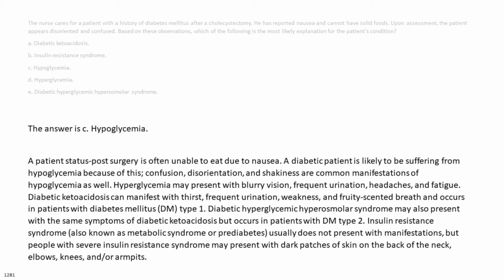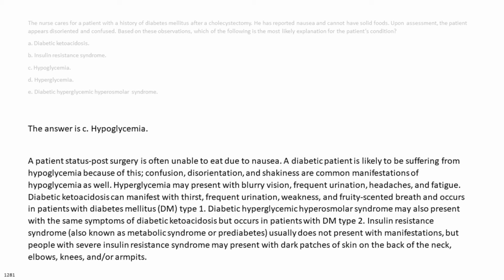Hyperglycemia may present with blurry vision, frequent urination, headaches, and fatigue. Diabetic ketoacidosis can manifest with thirst, frequent urination, weakness, and fruity scented breath and occurs in patients with diabetes mellitus, DM type 1. Diabetic hyperglycemic hyperosmolar syndrome may also present with the same symptoms of diabetic ketoacidosis but occurs in patients with DM type 2.